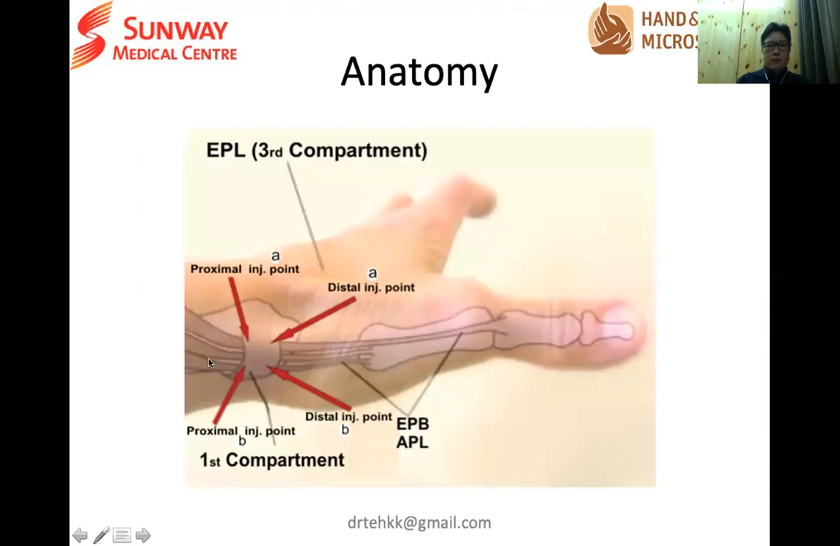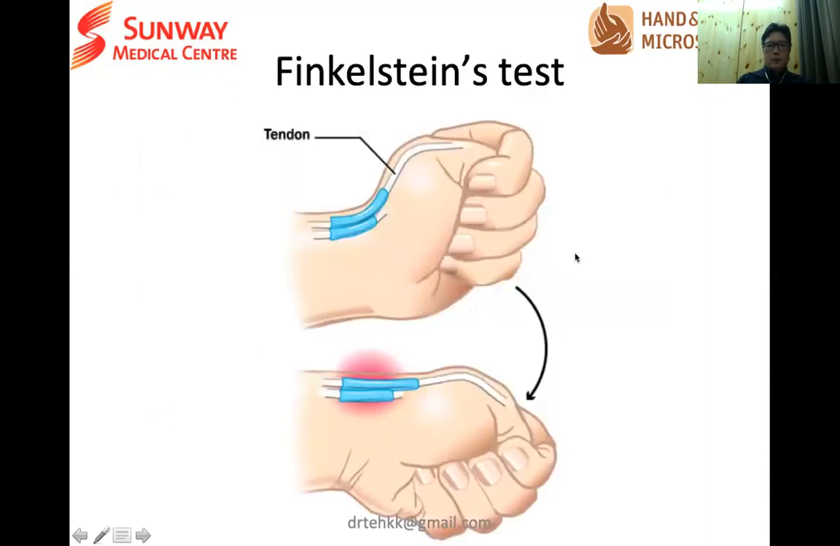The problem is at the first dorsal compartment of the extensor tendons. The two tendons involved are EPB and APL. They get constricted here and become swollen and edematous. So this is a Finkelstein test, where you ask the patient to keep the thumb inside the palm and flex the wrist downwards ulnarly. The pain is very typical at the area of the APL and EPB tendons, right at the radial styloid, if you know how to look for it. It's really tender when you press that one area. That's the typical diagnostic way.